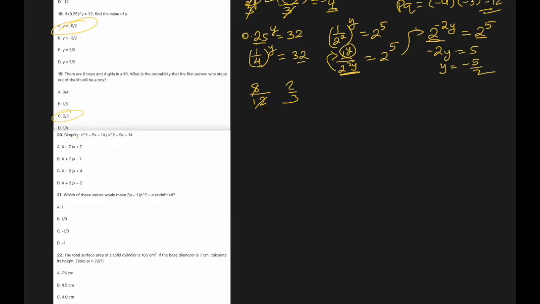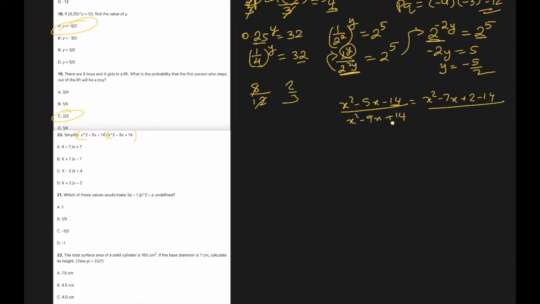Number 20, simplify. Okay, again this will be a complete fraction here and here. So (x square minus 5x minus 14) over (x square minus 9x plus 14), and the quadratic formula or any other method will not work. We will have to factor them. So 14, what are the two factors of 14? 7 and 2, and that's what I will change the middle one to. x square minus 7x plus 2x minus 14.